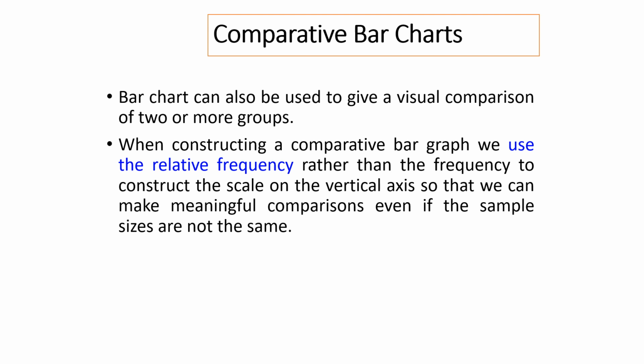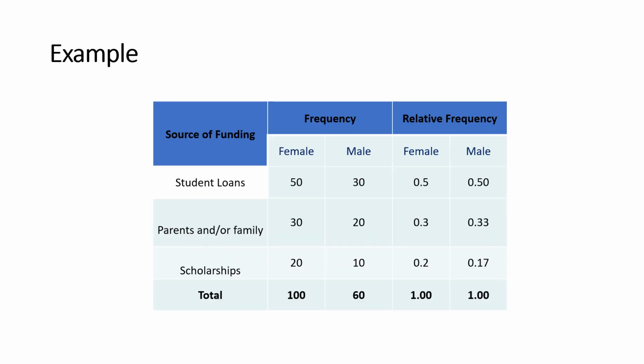So, comparative bar chart. A comparative bar chart is used to give a visual comparison between two or more graphs. When constructing a comparative bar graph, we need to use the relative frequency rather than the frequency to construct the scale on the vertical axis, so that we can make a meaningful comparison even when the sample sizes are not the same. Okay, when you want to compare, it is better to use the relative frequency compared to the frequency.